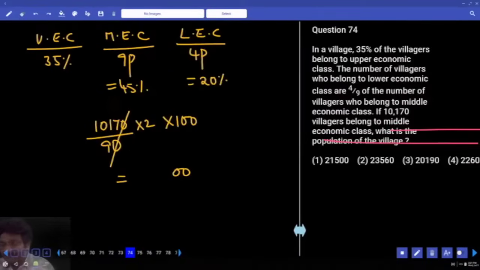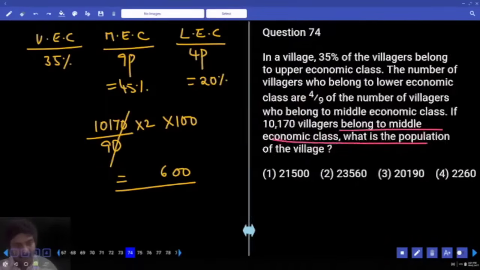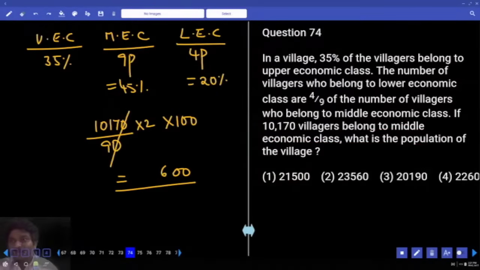Leaving zeros. Numerator ends with denominator. 9 into which number ends with 4? So answer should end with 600. We are done. 4th option. Now you will get to know why did I change 45 as 90 by 2. Because 45 has 5 multiple. I want to eliminate that fellow. So convert it to 90 by 2.